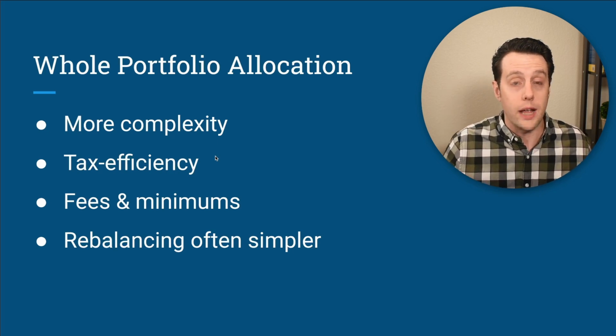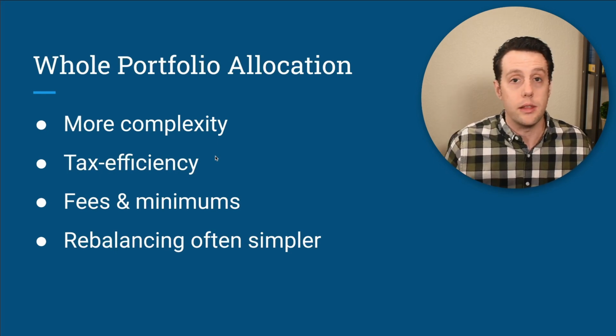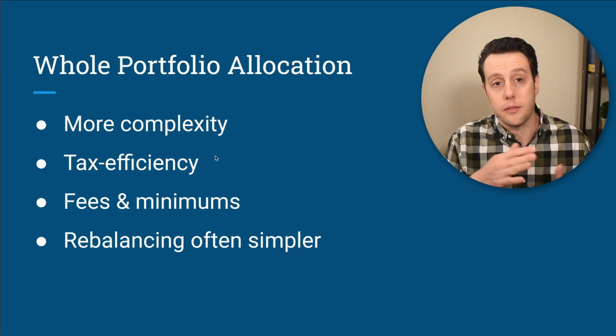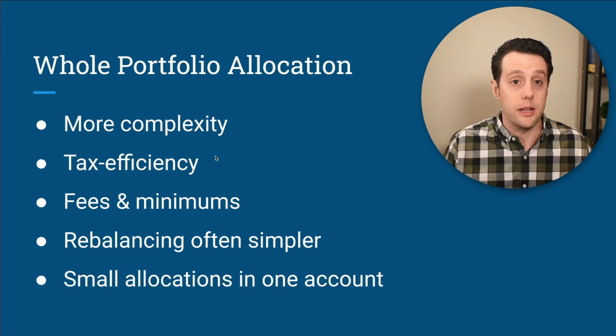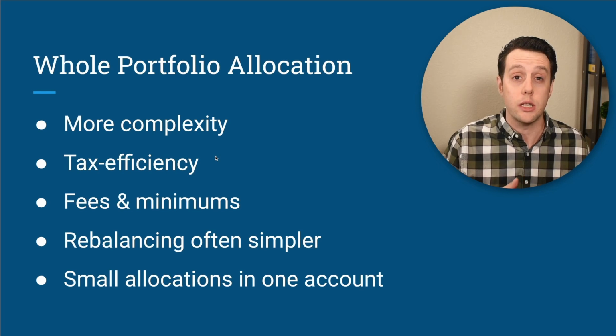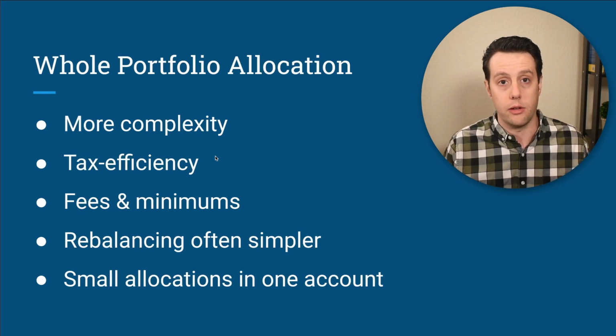If your whole allocation to bonds is in your 401k and you need to increase it a little bit, well, you just sell a little bit of the stock in that 401k and put it into bonds. That could be much simpler than having to do it across every account in your portfolio. It also eliminates those small allocations in one account, like a 5% REIT allocation could be a pain to get in a small taxable portfolio or Roth IRA.